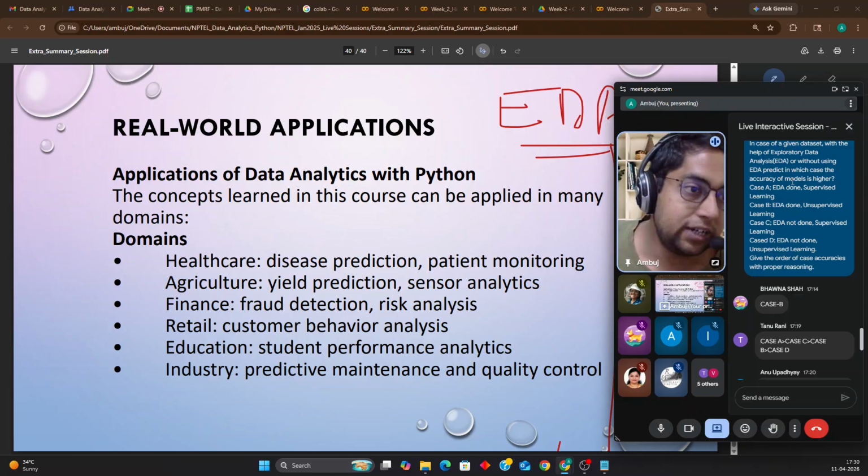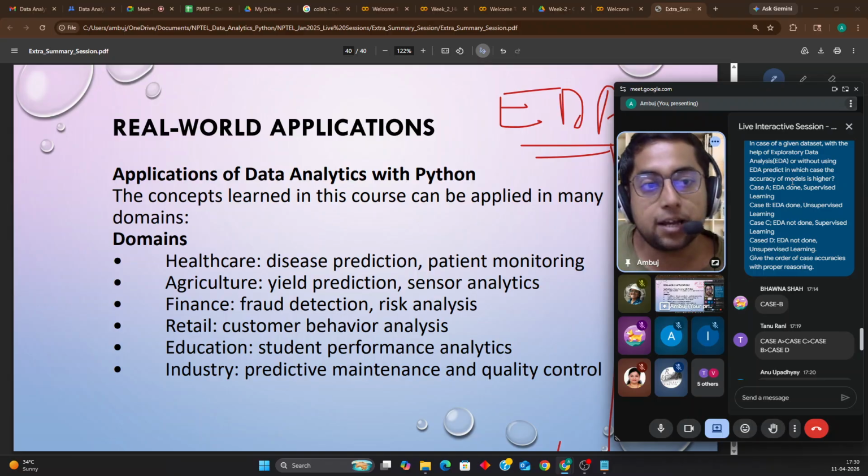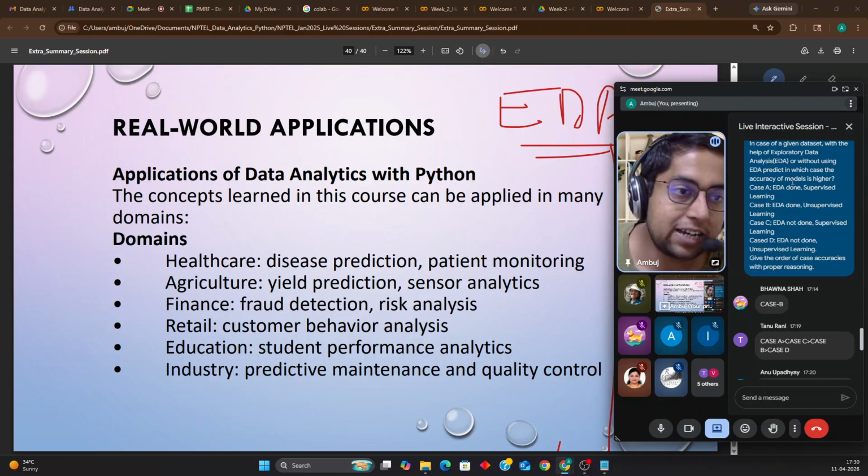The least accuracy will be obtained in this particular case, when EDA was also not done, and it is an example of unsupervised learning. EDA was not done, which means outliers were also not removed, model selection was also poor, and in fact, unsupervised learning means accurate data was not provided to the model during the testing, whereas other techniques were used. It means data was not sufficient to train the model. That is the thing. So the least R square, coefficient of determination, and the highest RMSE you can expect in case D.